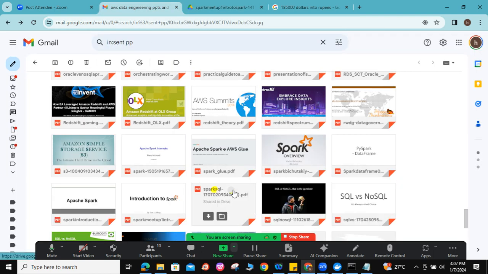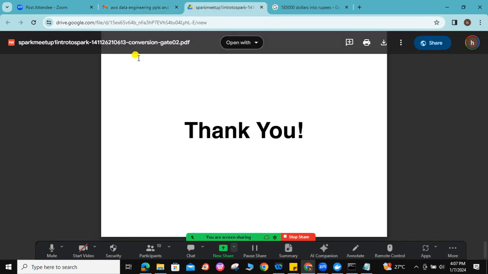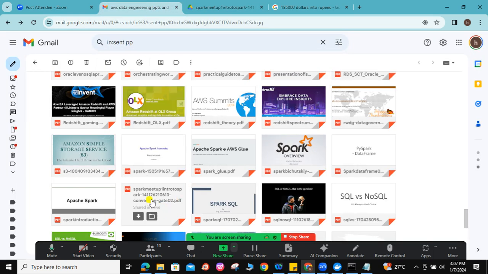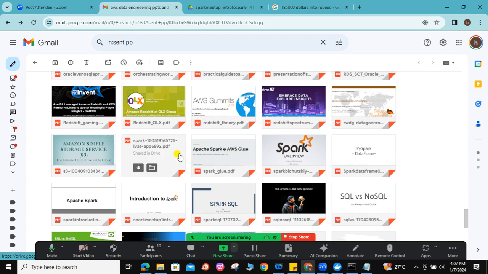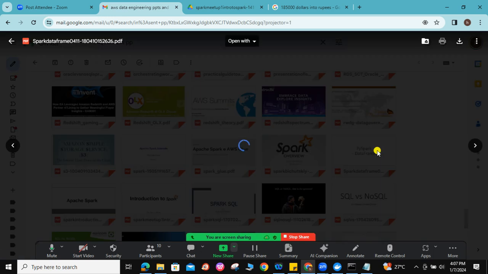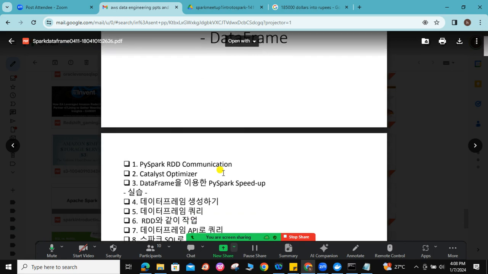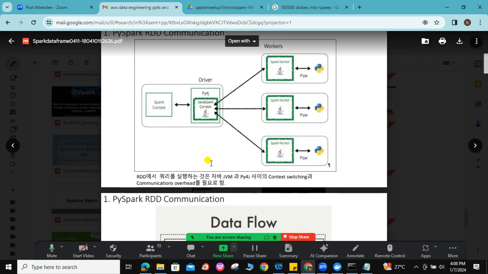Good, a lot of good information. I think we covered this. Which Spark did I cover? I should have downloaded this. Okay, it is Gate 02 something. Okay, it is Glue. This we covered. Spark data frame I didn't cover, which is what we do most commonly.